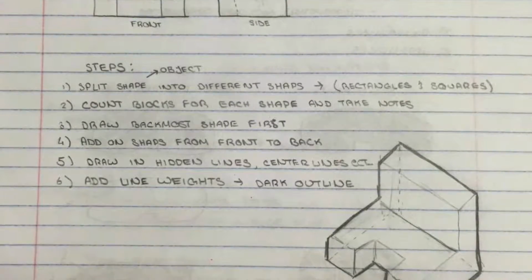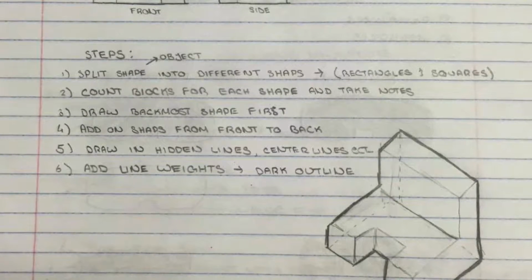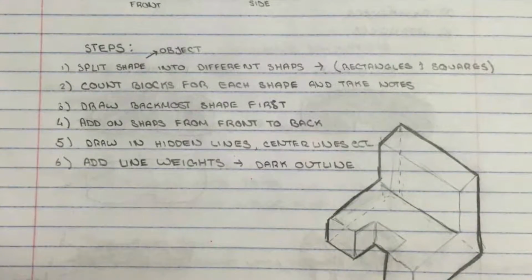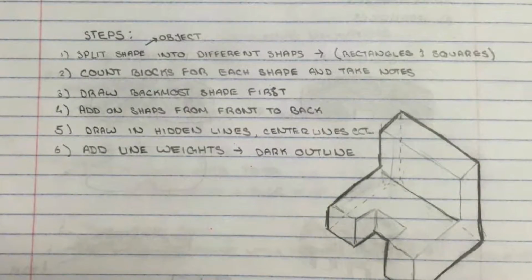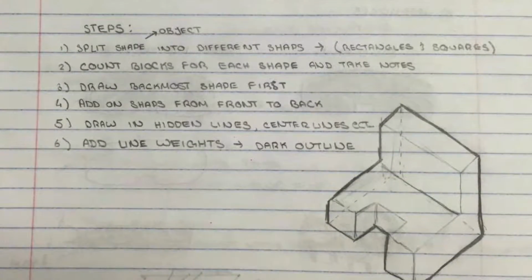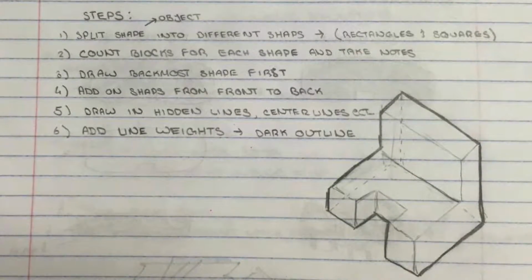Step 4. Add on shapes from back to front. So you go from the shape that you've just drawn, add on shapes, and start erasing as you go. Step 5. Draw in the hidden lines, center lines, etc. And step 6. Add line weights, for example, darken the outside.